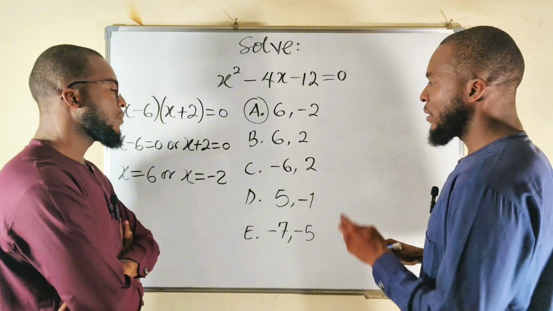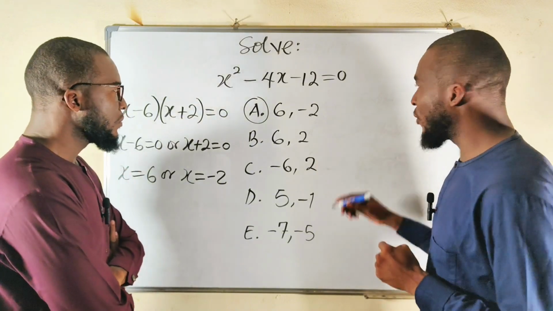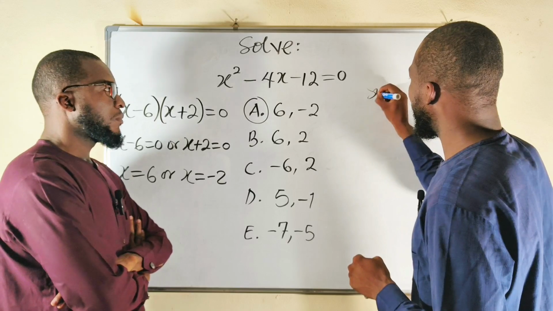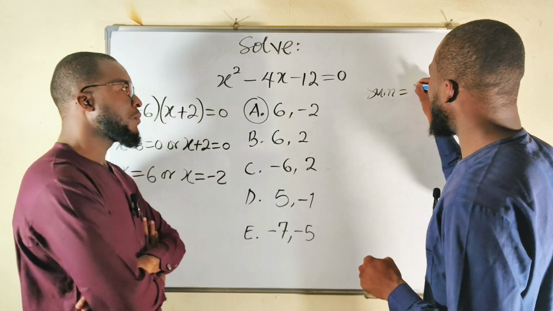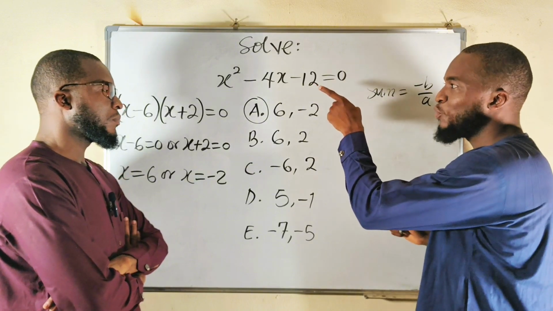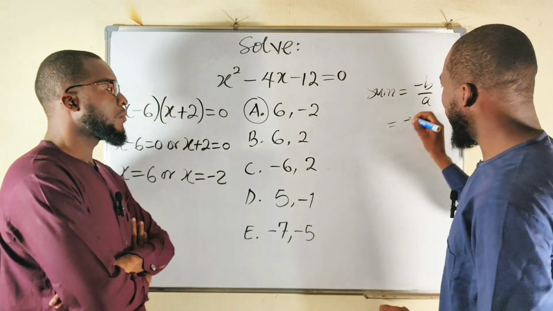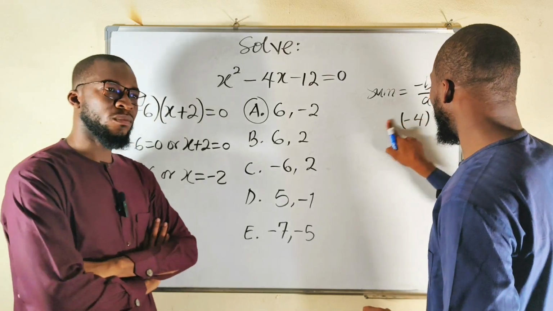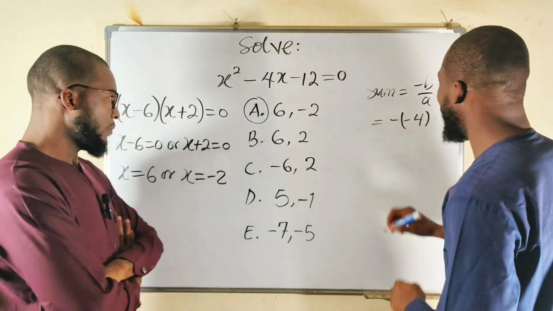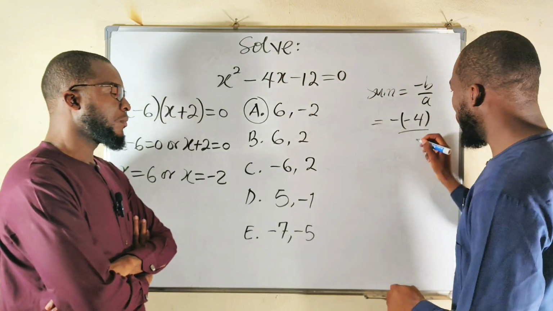So you should know that those roots you obtain, or let me say the sum of those roots you have obtained is always given by what? Minus b divided by a. b is the coefficient of x, which we have here as negative 4. But because we have another negative here, you have to negate it as well. So we have this to be negative, the negative 4. Divide by a, which is the coefficient of x squared, which is 1.